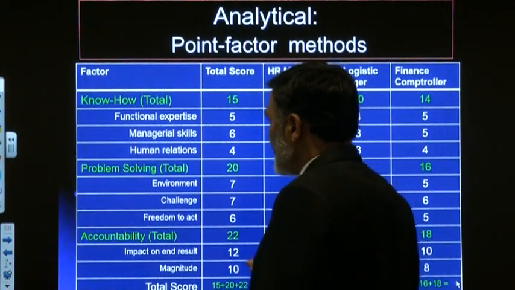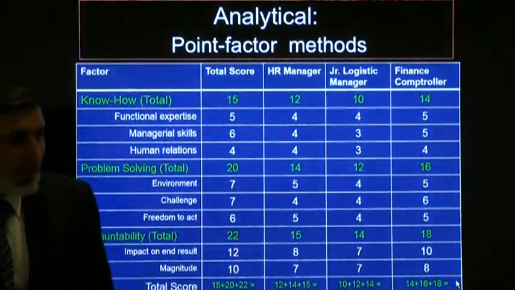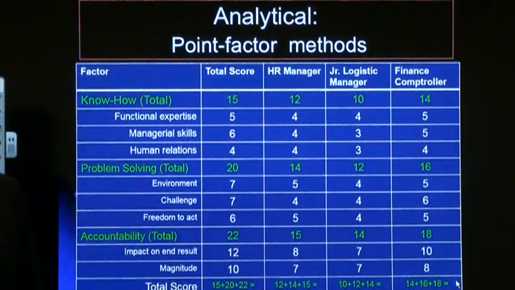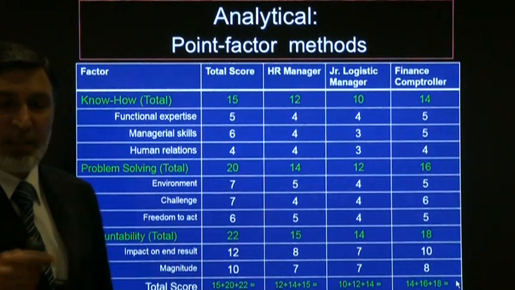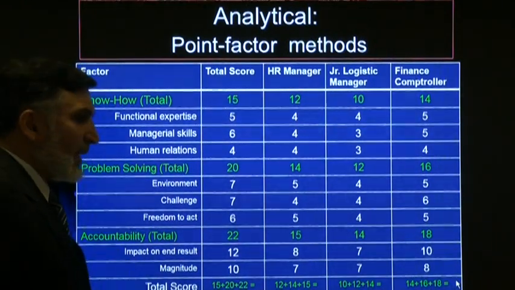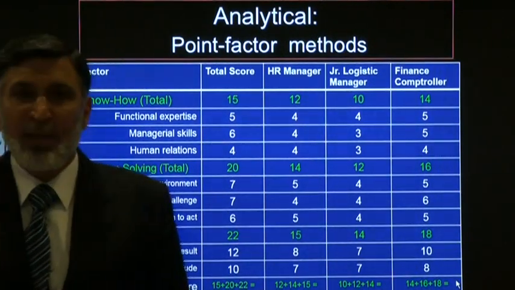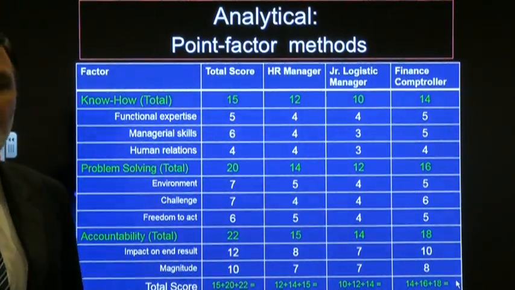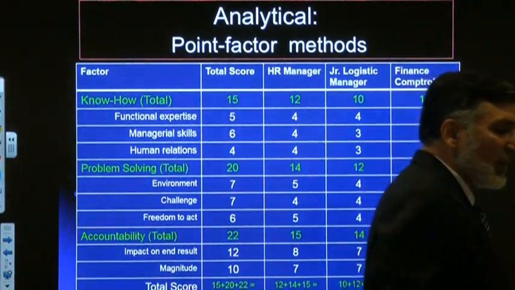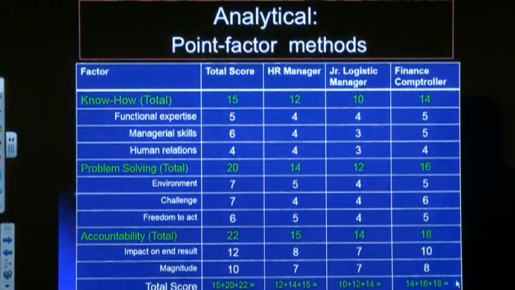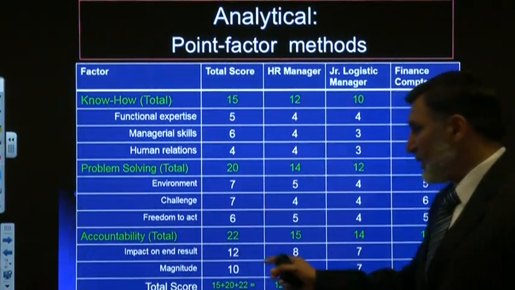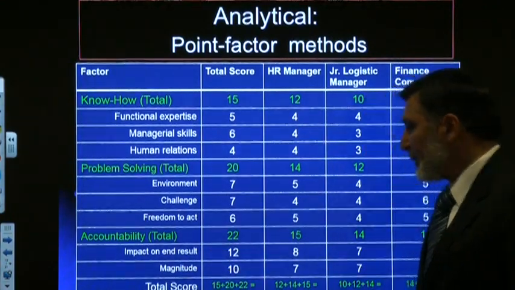Under the point factor method, in the know-how, there are sub-factors of each factor here. That is the functional expertise, human relations, managerial skills. Then problem solving: under problem solving, you have two factors, environment and challenge, and then there is also freedom to act. And the last is accountability: impact on the end result and magnitude.